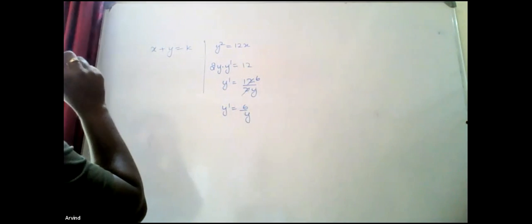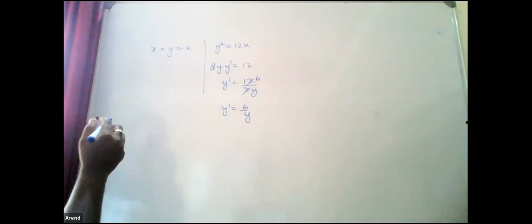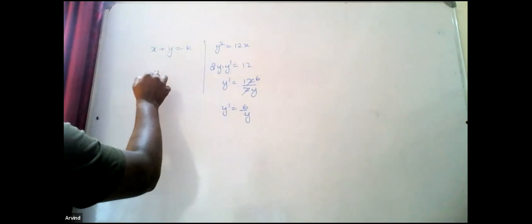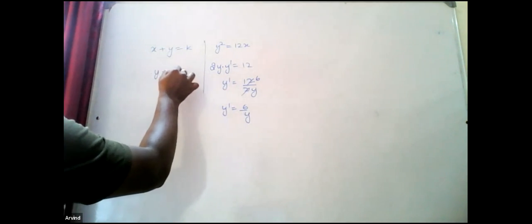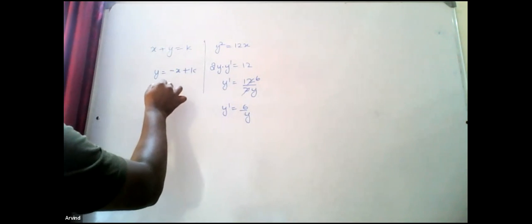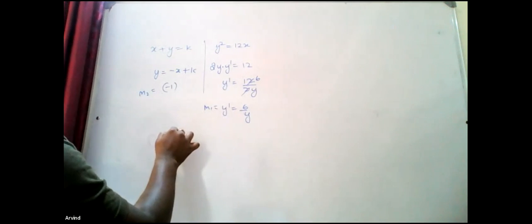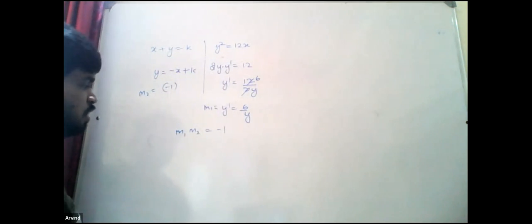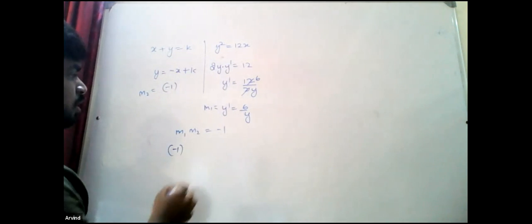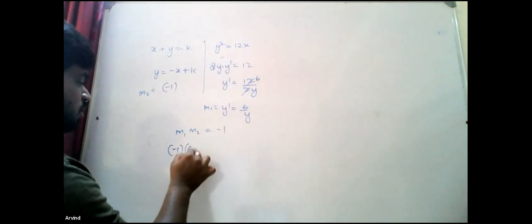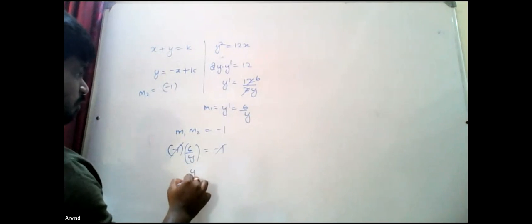Here, the slope of this line will become minus 1. So let me take this as m2, and this as m1. If I multiply m1 and m2, I should get minus 1 because this is normal to the curve. Minus 1 into 6 by y is equal to minus 1. The minuses get cancelled. Therefore, y is equal to 6.